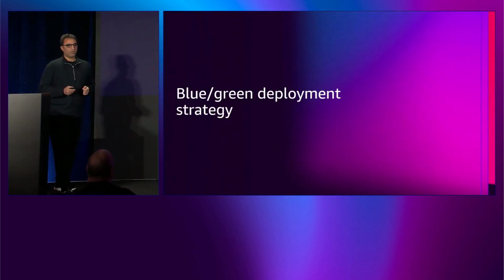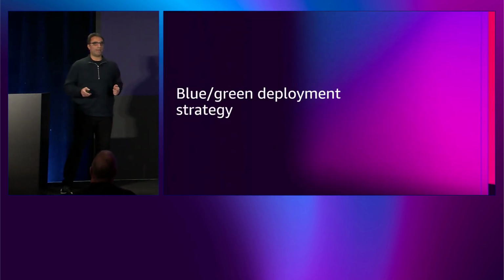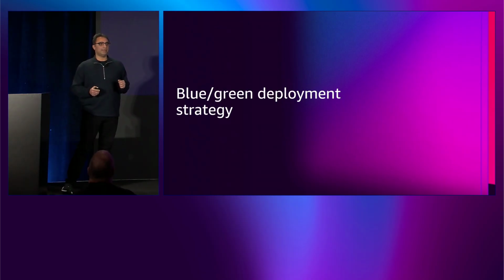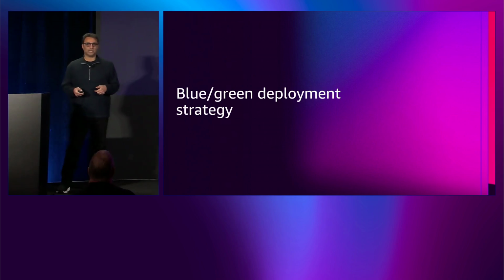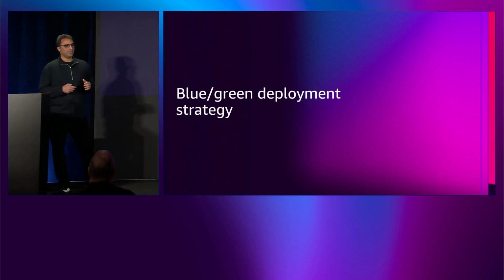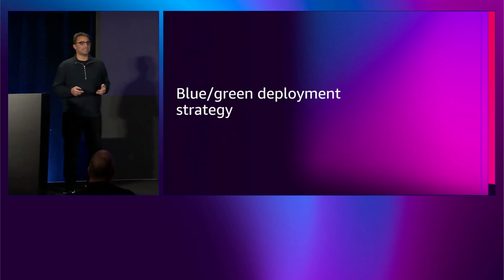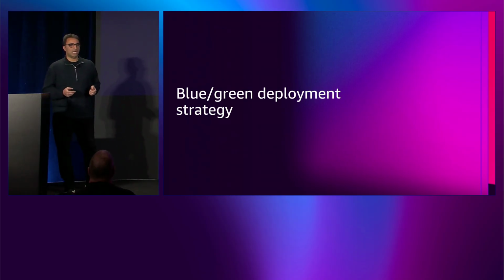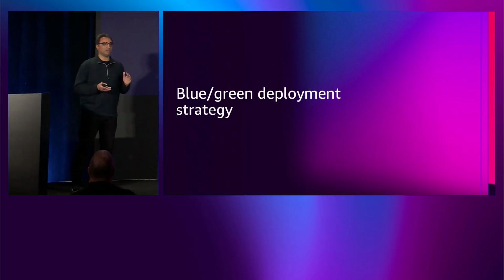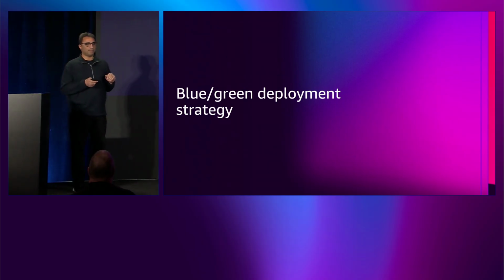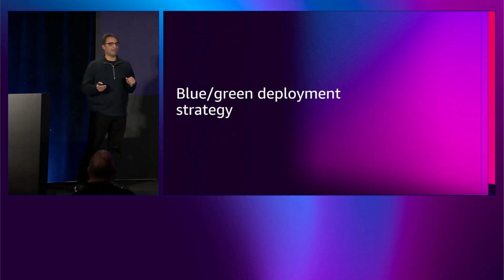OK, so one thing here is if you wanted to roll back to the previous version, it may take a little bit of time because you will have to re-provision again these tasks that will run the old version. If you want to roll back quickly, then one of the strategies that you may want to implement is the blue-green deployment strategy. And what this entails is you are going to have two parallel environments, the blue environment and the green environment. The blue is the old version, the green is the new version.